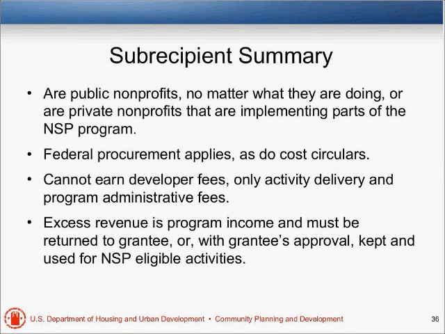Okay, subrecipients: public nonprofits, no matter what they're doing. So remember we said for a private nonprofit, it doesn't matter who you are, it matters what you're doing. A public nonprofit, it matters who you are, it doesn't matter what you're doing. So a public nonprofit is always going to be a subrecipient. Federal procurement applies, cost circulars apply. They can't earn developer fees. They can earn activity delivery and admin. Any excess revenue is program income, and it's got to be returned to the grantee, or the grantee can let the recipient keep it as long as it's used for NSP-eligible activities.